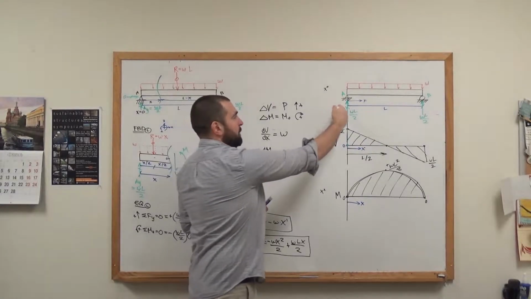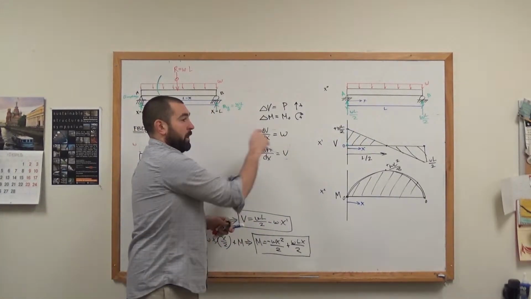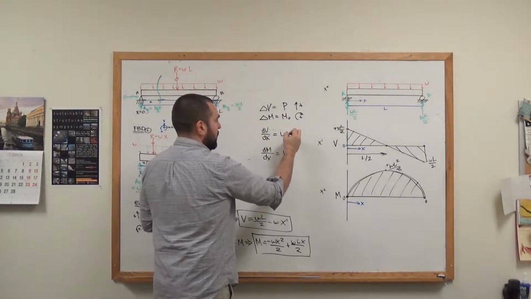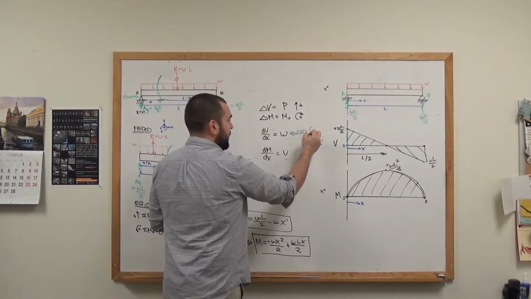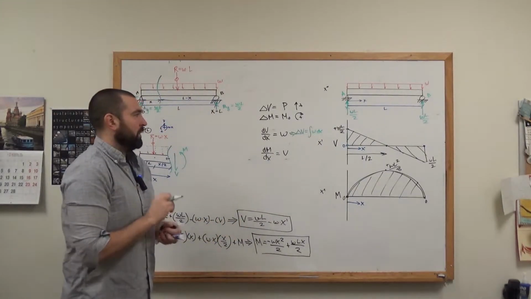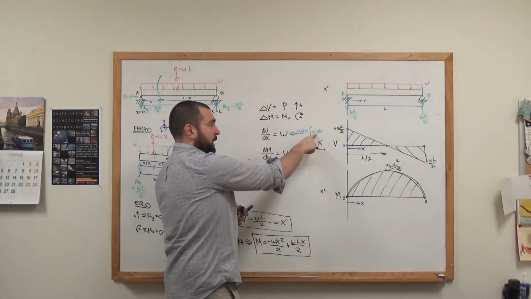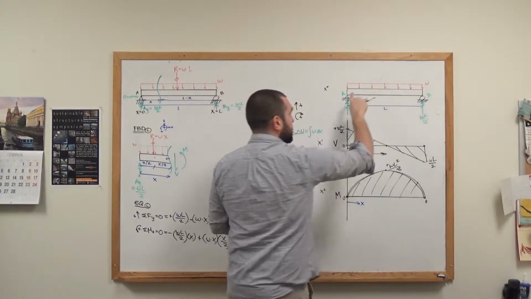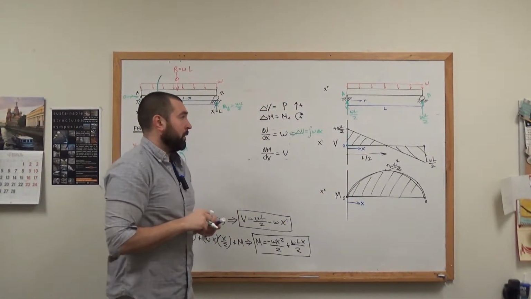Well, between A and B, there's no point loads applied, but there is a uniformly distributed load applied. So from this equation, I can also say that the change in shear between 2 points equals the integral underneath the loading diagram between the same 2 points. So this is just saying the area underneath the distributed load. That's this entire area of this rectangle. But keep in mind those arrows are pointed down, so it's a negative area.